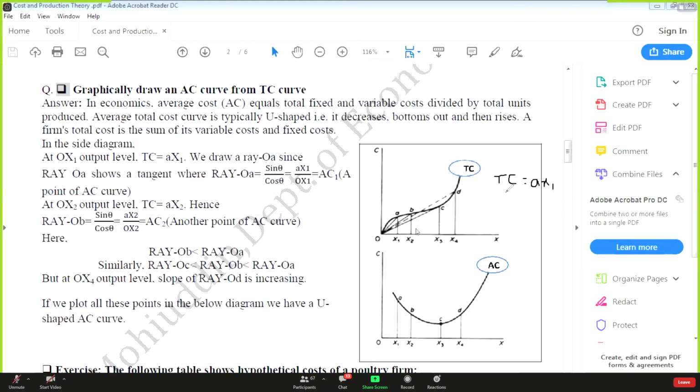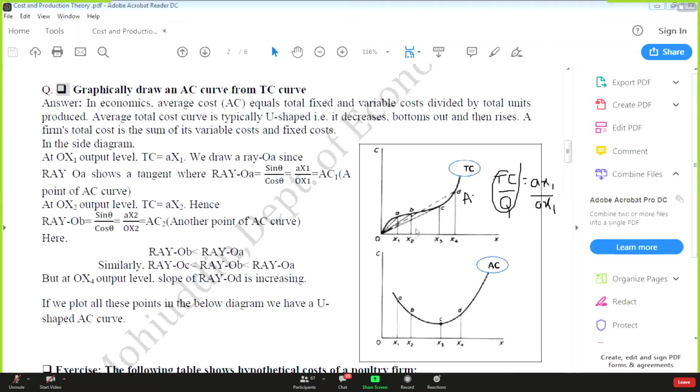What is the amount of level of output? X1. What I have written is total cost by level of output. This is OX1. This is AX1. Total cost divided by output gives average cost. So what does it mean?